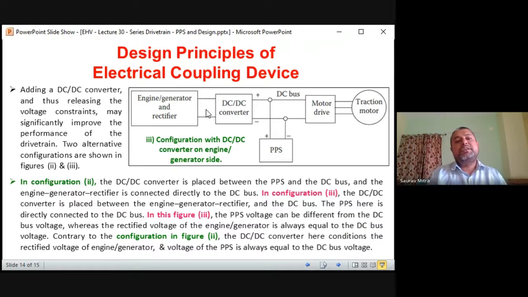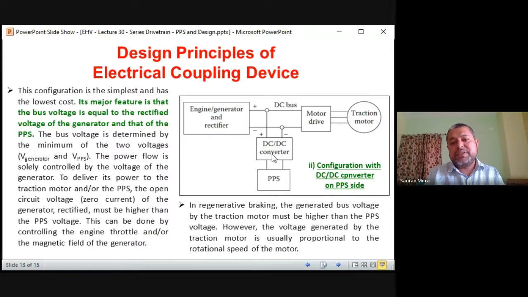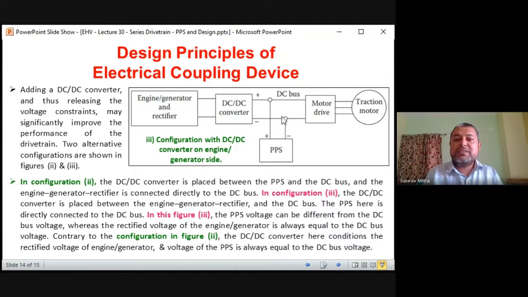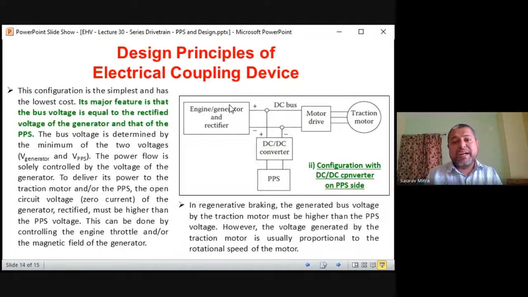So in this case, the engine generator will be the main contributor of the voltage given to the traction drivetrain, and PPS is the supporting. So two cases: one is the DC to DC converter connected after PPS, with the engine generator voltage connected directly. Third case, PPS is connected directly, and the engine generator voltage is connected to the DC bus by a DC to DC converter. And we will find that the second case, where the DC to DC converter is connected after the PPS, is the best case out of three.